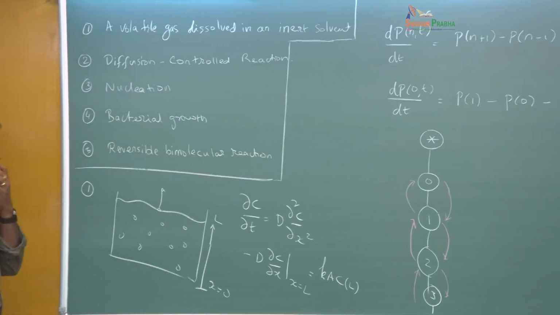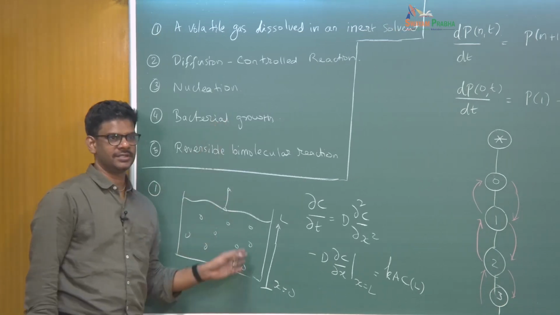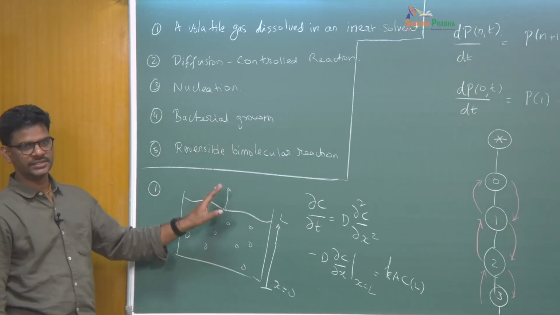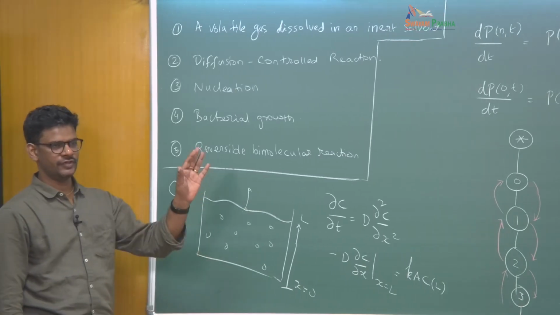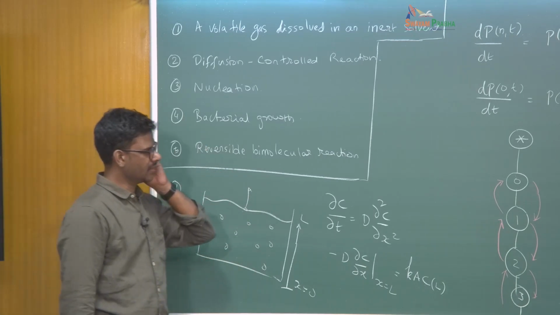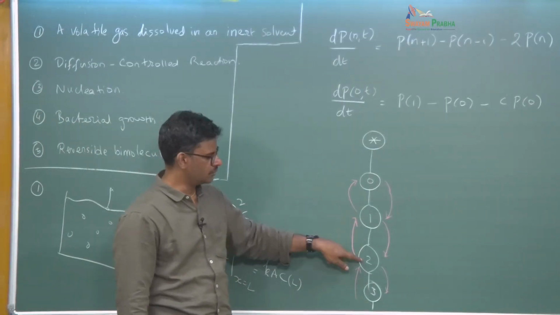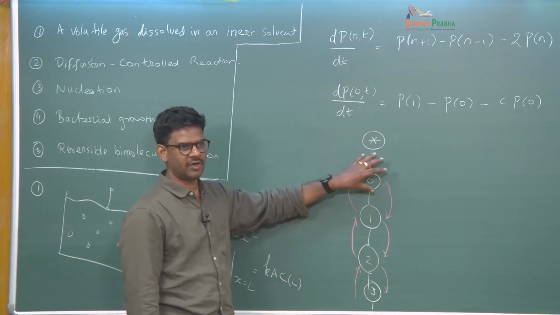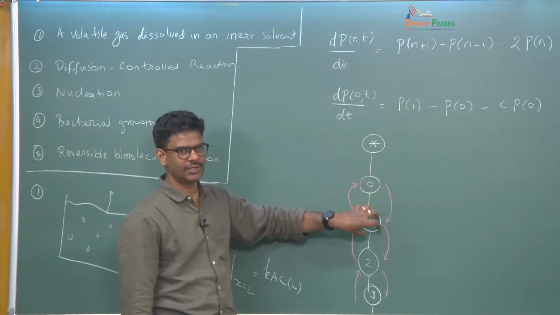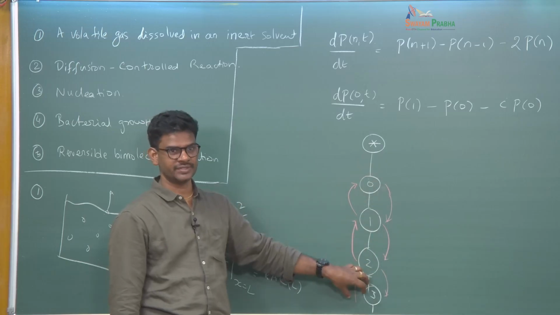So the way you can set up this master equation is the spatial domain here is discretized. We think of a lattice point along the x direction. So you can say this is lattice point 0, 1, 2, 3, and the particle, the gas molecule can jump from one to the other, like how a one-dimensional diffusion happens, one-dimensional random walk happens.